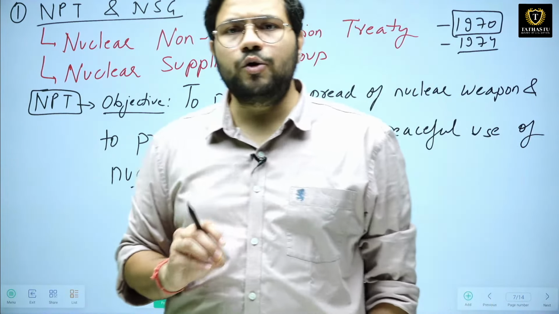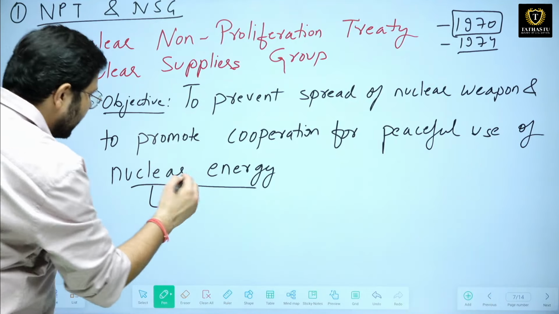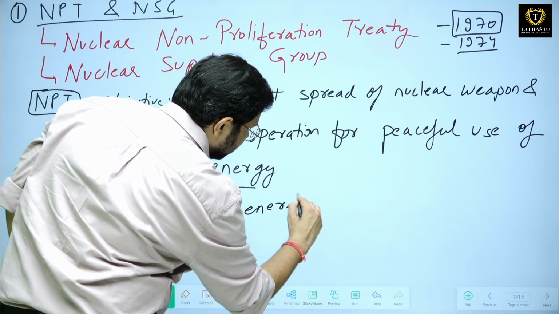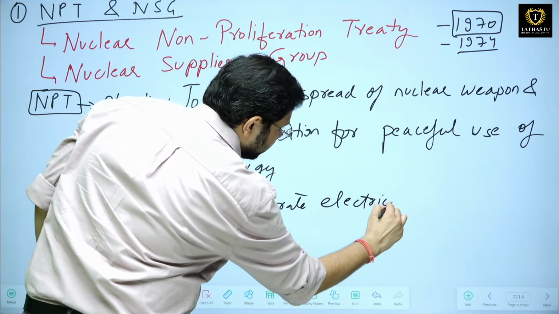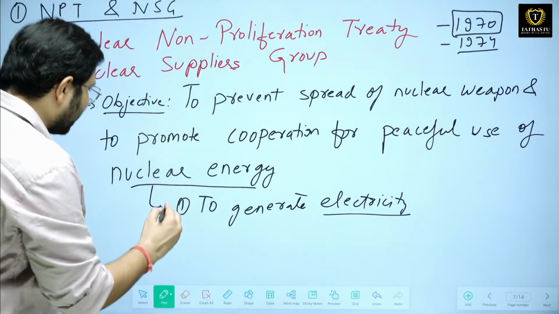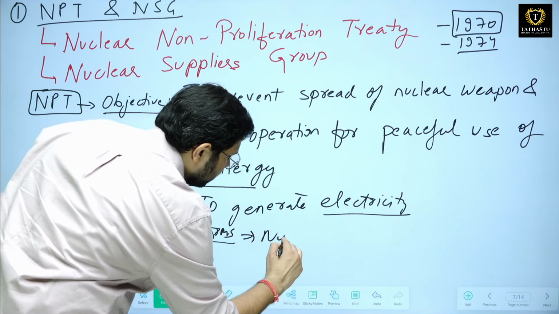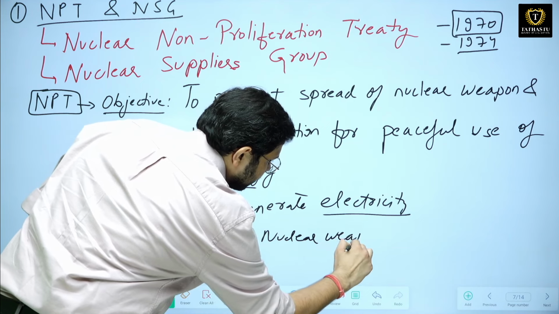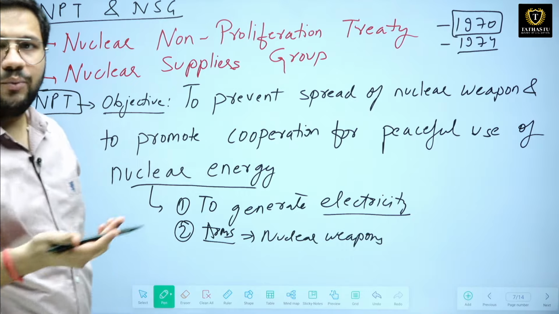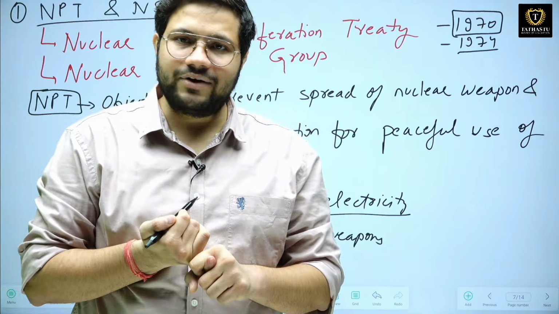So nuclear energy could be used in multiple ways. Number one, we can use nuclear energy to generate electricity. We can have nuclear plants where we can generate electricity. Secondly, we can also develop arms, nukes, nuclear weapons. This could also be one of the ways that we can use nuclear energy. We can have weapons, and we can use it for generating electricity also.